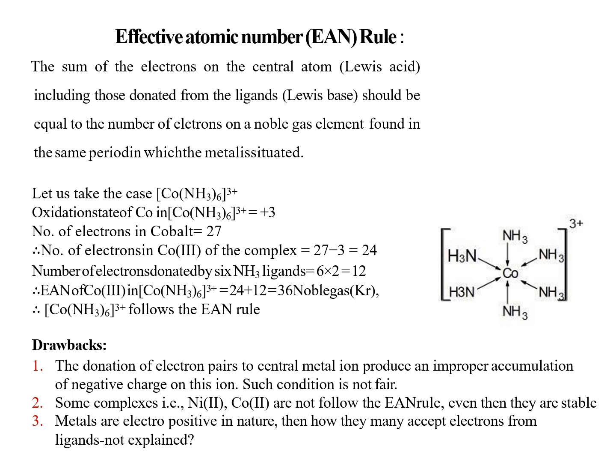Let us take the case. The oxidation state of the cobalt in the complex ion is +3. The number of electrons in cobalt is 27. So the number of electrons in the cobalt of the complex is 27 minus 3, equal to 24. The number of electrons donated by the 6 NH3 ammonia ligands is 6 into 2, equal to 12. So the effective atomic number is 36, which is equal to the atomic number of the noble gas krypton. So it follows the EAN rule.